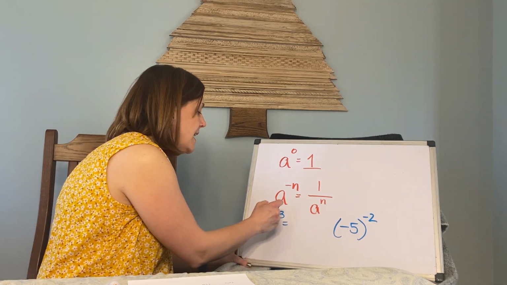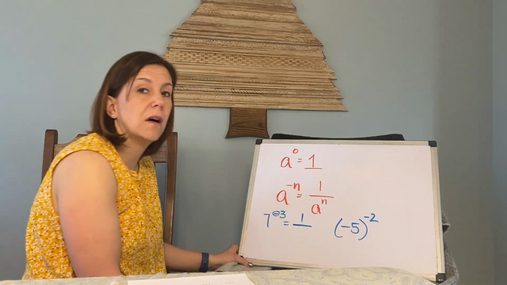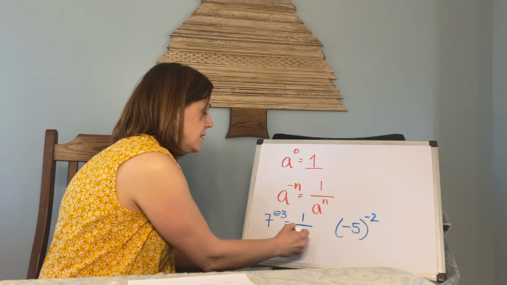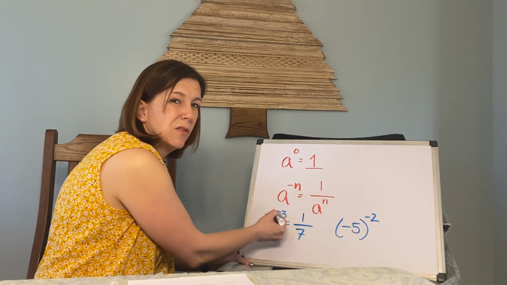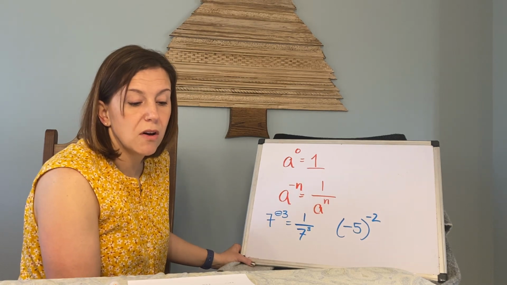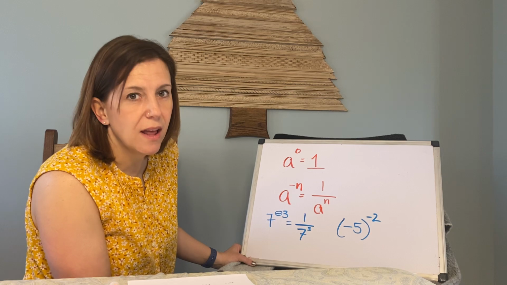As soon as I see that negative exponent right there, I know I'm going to write 1 over 7. My base is not changing. But then my exponent is no longer negative 3, it's now positive 3. So that equals 1 over 7 cubed. Okay, we don't need to figure out how big or what that number is.